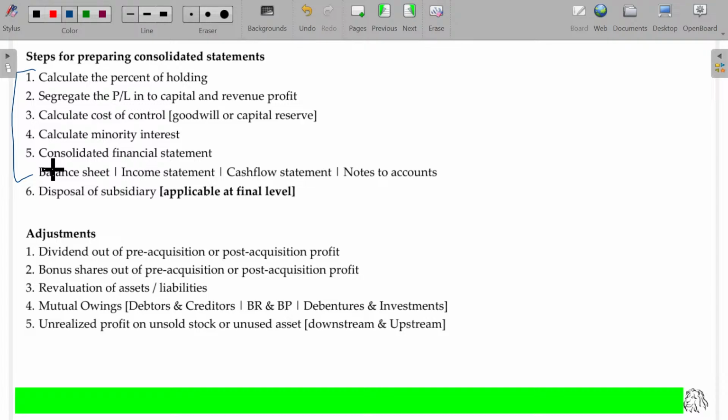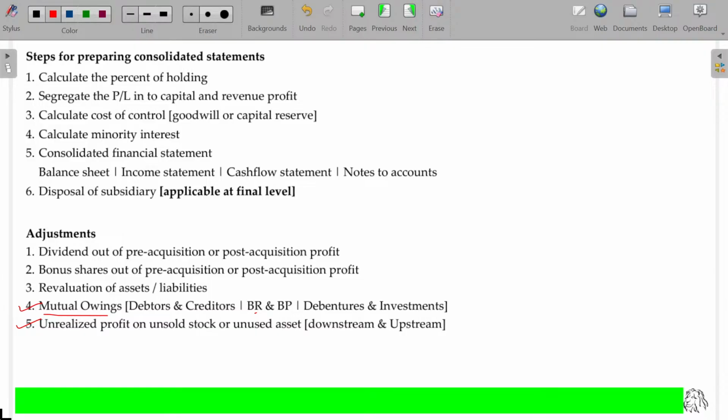To make the illustration complicated, we need to include some adjustments, like we learned in amalgamation also: intercompany owings, unrealized profit and unsold stock. The same will come here also. Right? What are the things we learned there? Mutual owings, debtors, creditors, BR, BP, debenture and investments. The same will come here. Unrealized profit and unsold stock will also come.